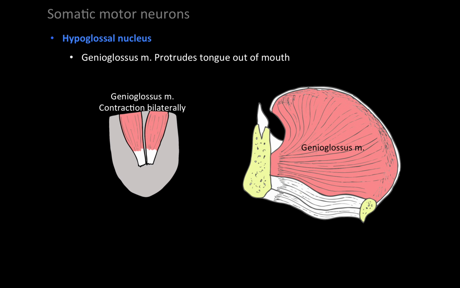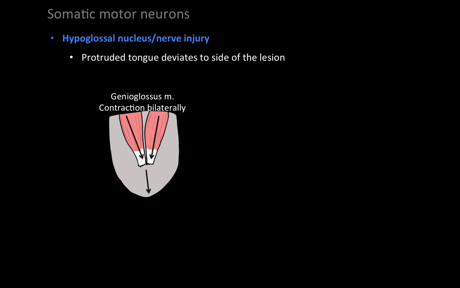Okay, so here's a superior view that shows both genioglossus muscles, and when they contract bilaterally, they have a vector pull that comes from a lateral to medial direction, and if you put those vectors together, it causes the tongue to protrude out of the mouth. And so injury to the hypoglossal nucleus or injury to the hypoglossal nerve produces a deficit when protruding the tongue. The protruded tongue deviates to the side of the lesion.